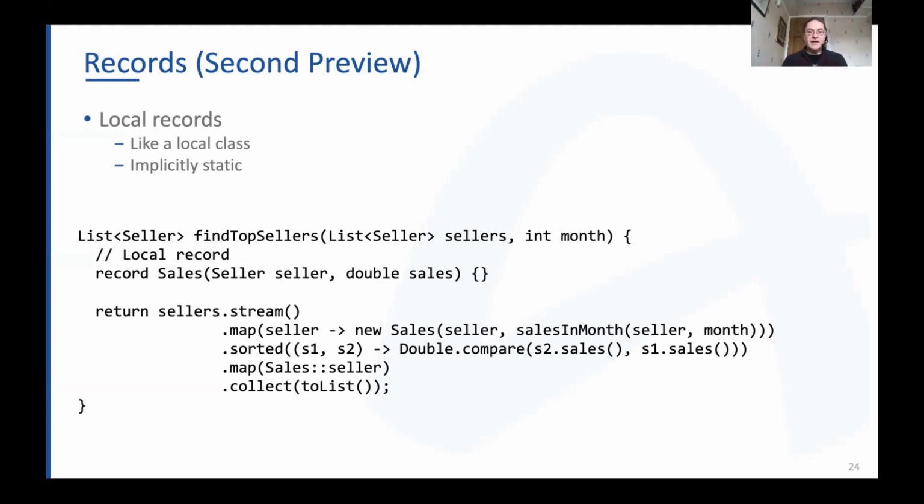And what we first do is we map that seller into the sales. And the sales will take the seller that we've got and then calculate the sales that seller had in a particular month and make that the other part of the tuple. Then we can sort that based on the sales of each of those sellers, and then we can map it back to the sellers and collect it in a list. And what that will do is, because it's sorted, we can see the ordering of the sellers based on how much they've sold in a given month. And by doing that with a local record, it eliminates a whole lot of code that we would have to do otherwise. It makes it much more concise and much more subtle.